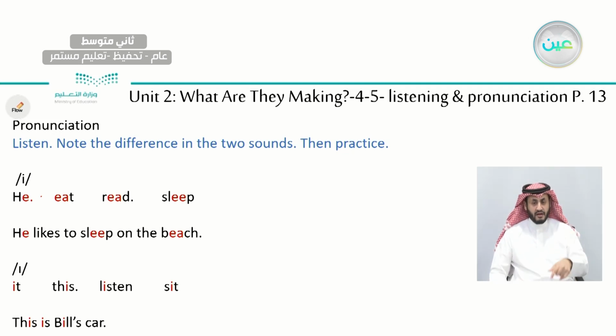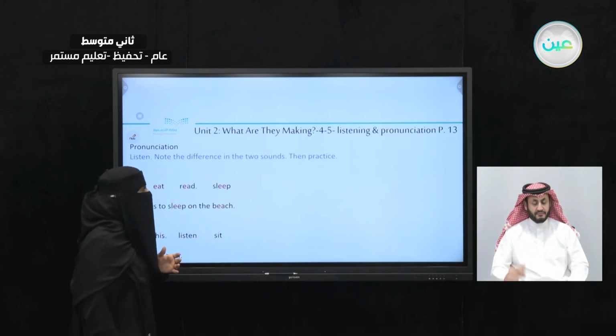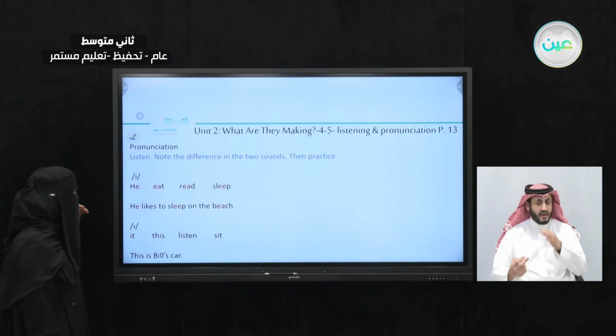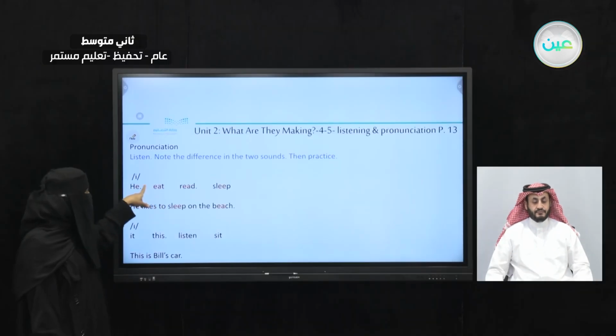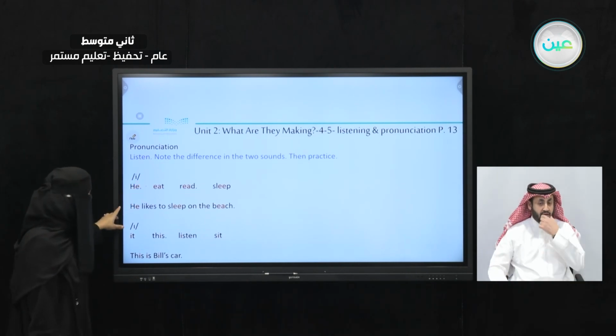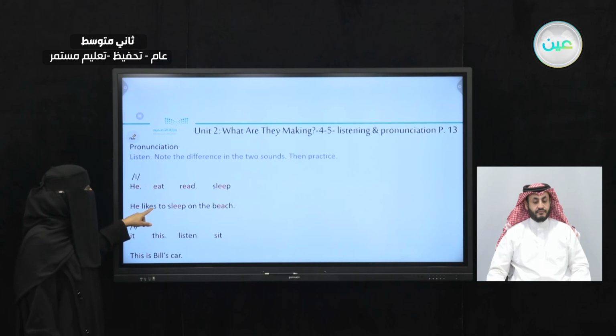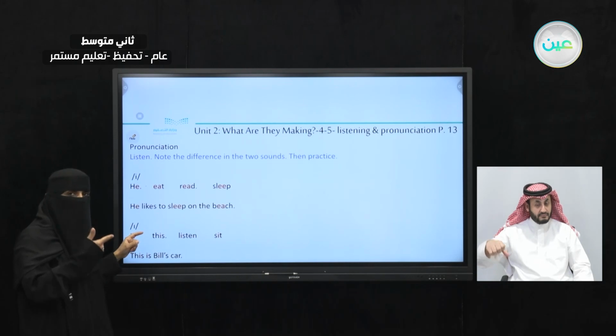Now if we look at the pronunciation, it's on the same page, page 13. For the pronunciation, we have 2 sounds, 2 phonemes. We have the E sound and the I sound. The E sound is like he, eat, read, sleep. This is how we write it and this is how we pronounce it. For example, he likes to sleep on the beach. Did you notice how I pronounce it?